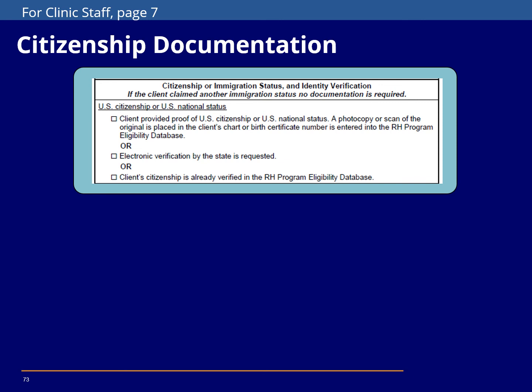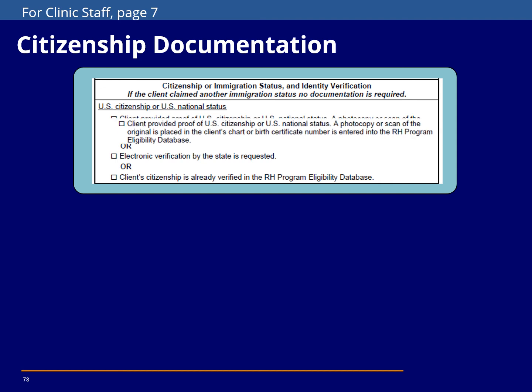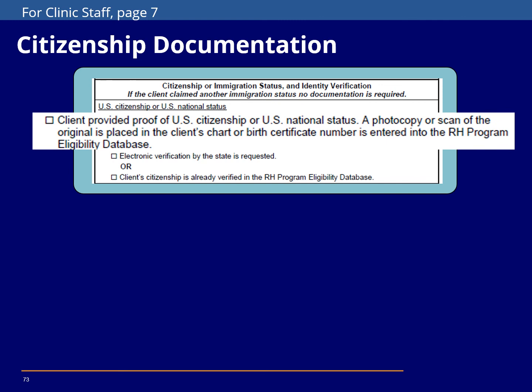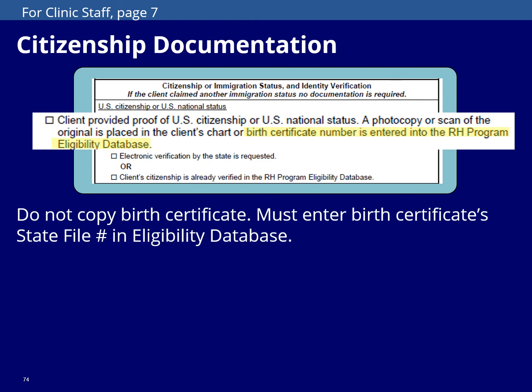If staff choose to use this section to track how client citizenship was or will be verified, they will see three options. The first is that the client brought in some kind of documentation like a passport or a birth certificate. Unfortunately, there are different instructions for birth certificates than for other documents like passports. If the document is not a birth certificate, make a copy and place it in the client's record. But if the document is a birth certificate, do not make a copy. Instead, enter its state file number in the eligibility database.